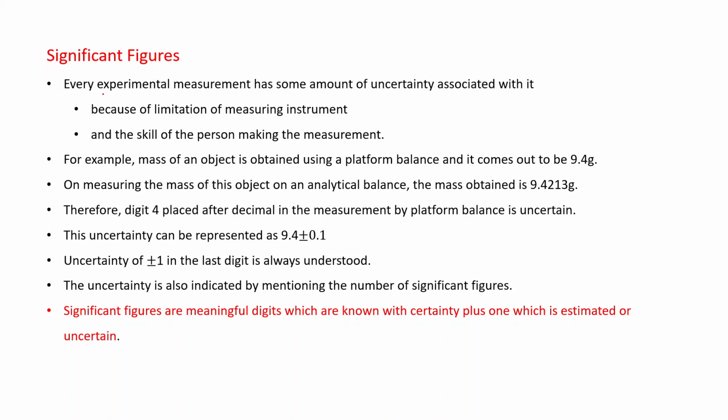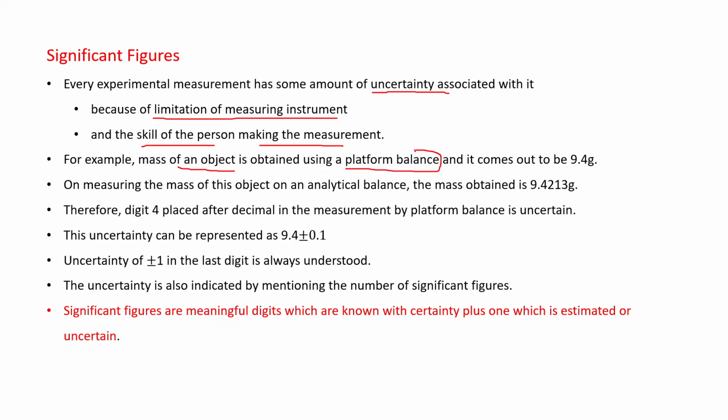Significant figures. Every experimental measurement has some amount of uncertainty associated with it. Now why is there uncertainty? Because of a limitation of the measuring instrument and the skill of the person making the measurement. For example, the mass of an object is obtained using a platform balance.